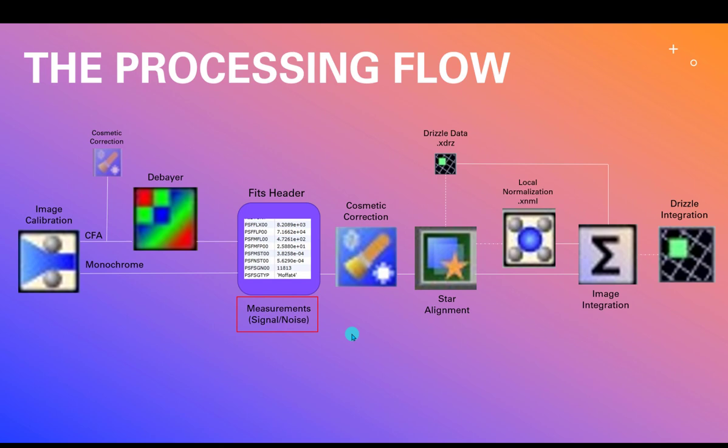And then afterwards, of course, if you have the monochrome data, you can continue to do the cosmetic correction and all of the other post-processing steps of registration, normalization, and image integration. There's an additional complexity if you're doing the drizzle data, which has a slightly different path, but it all has to go through image integration ultimately. And then finally, if you're doing drizzle integration. This is the flow, and this entire flow is explained in my videos at Adam Block Studios.